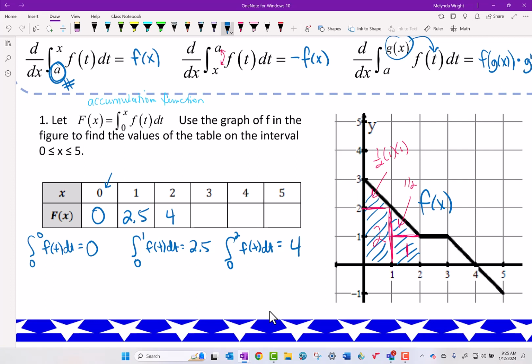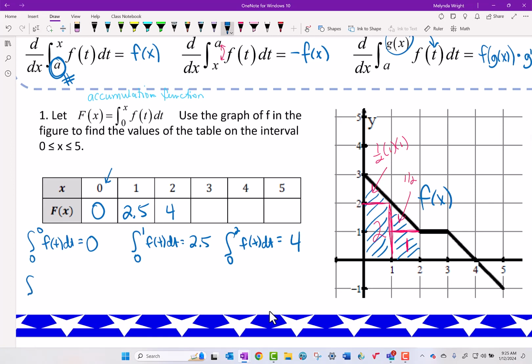Okay. So now let's look at the next one. We're going to do the integral from 0 to 3 of f of t dt. Again, we're accumulating it. We've got to include all of the area we've added on before, plus, I'll just put it a different way. Also, we're going to include this one, and that's just 1. That's the area of 1. So what is this? This would be 5.